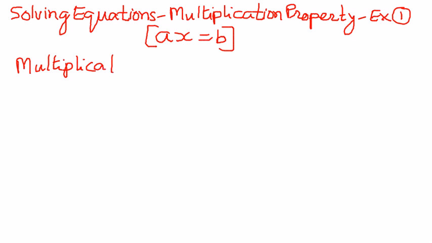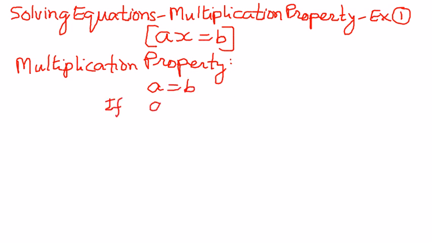Multiplication property. I will state what this property is, and we will use this property to solve some simple examples. The property is stating that for all real numbers a, b and c, c not equal to 0, a is equal to b if and only if a times c is equal to b times c.